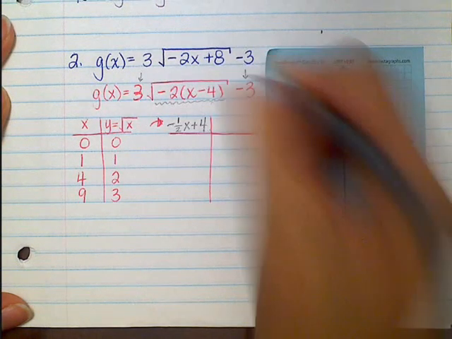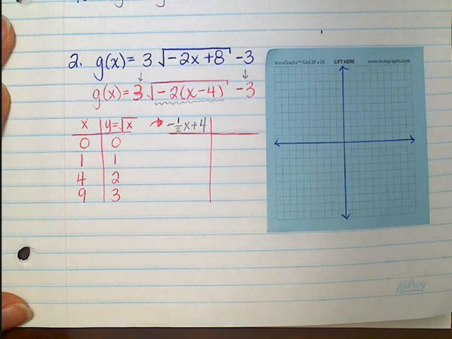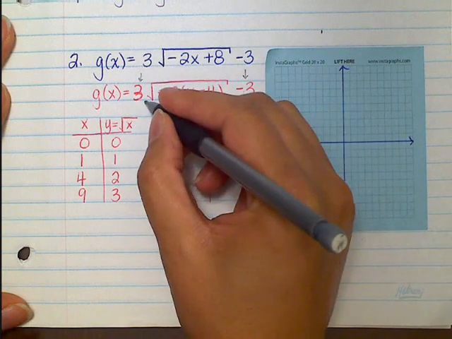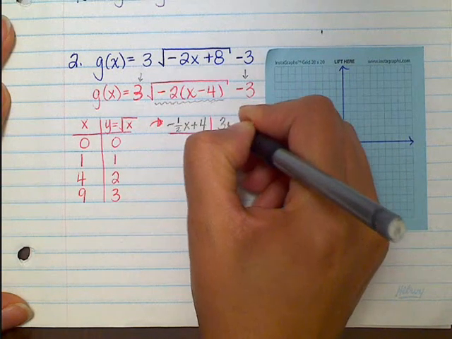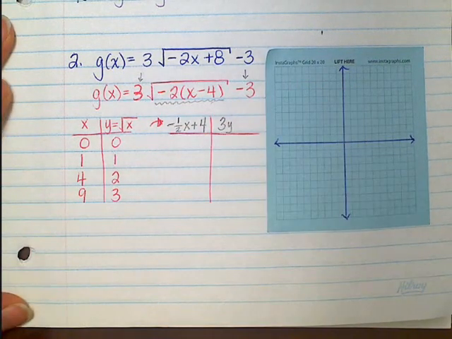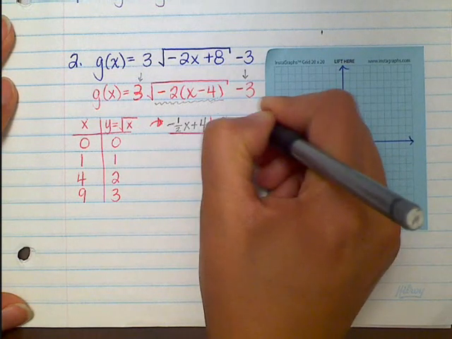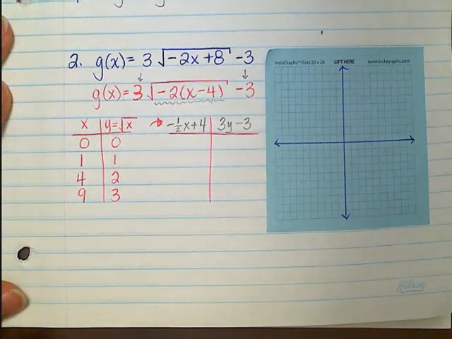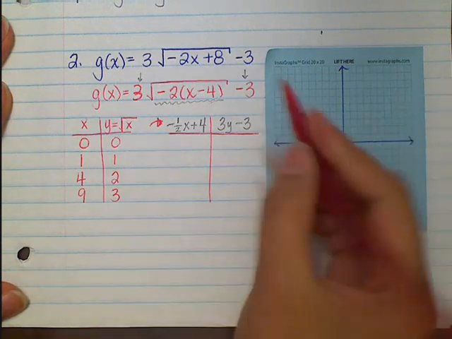Okay, for the y values, it's anything that's outside of the square root sign. So I have 2 numbers that are outside of the square root sign. And so that tells me I have a vertical stretch by a factor of 3. So I'm going to multiply the y values by 3, and then I have a vertical shift down 3, so I'm going to subtract 3.